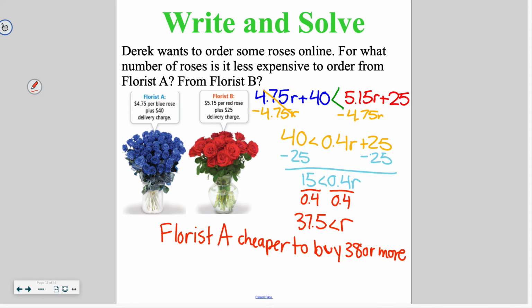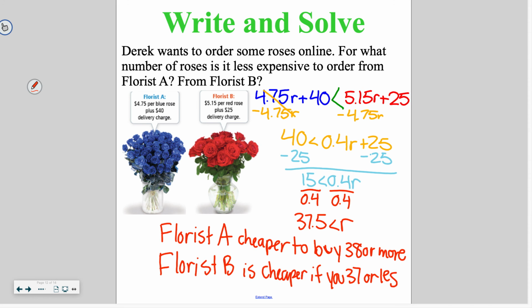which then on the opposite side of that means for florist B, so florist B is cheaper if you buy 37 or less.